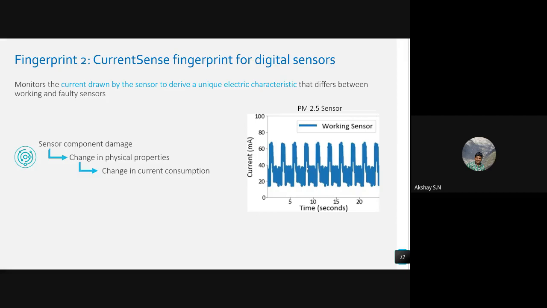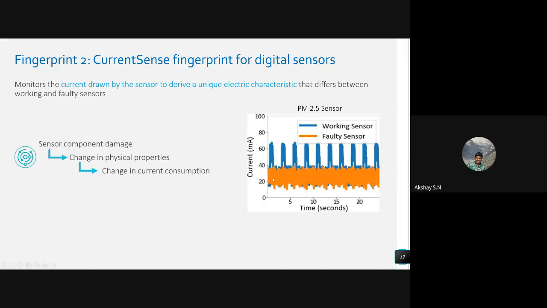Now, the key hypothesis that we have, right, is when a sensor component has damage, right? Think of a broken component, a short circuit, any of these things, right? What happens is this sensor component damage also changes the physical properties of the sensor, right? Which again changes the current consumption. For example, let's say I have a faulty sensor and that current consumption looks like the orange line and the blue one is the current signature for a working sensor, right?